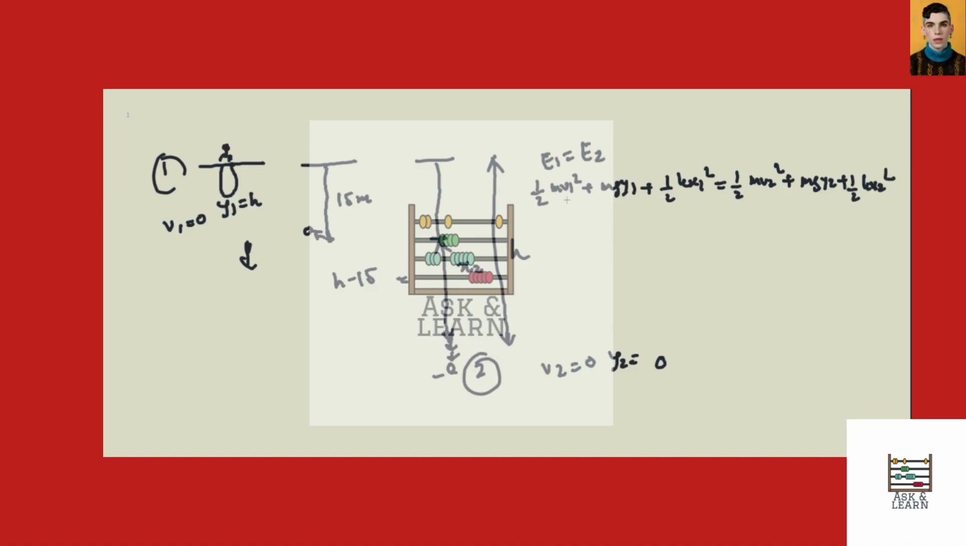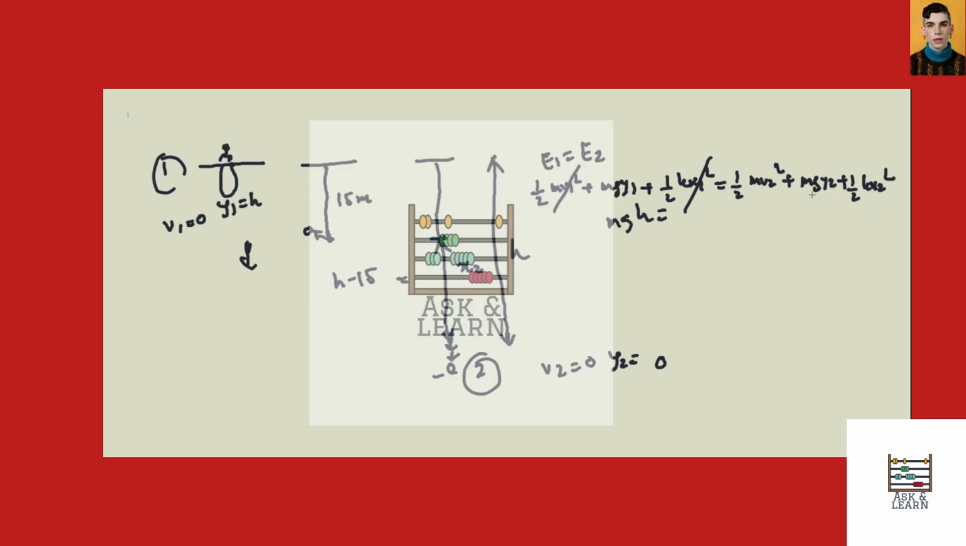Now we know that v1 equals 0. So therefore this term will cancel. Y1 equals 0, this term will cancel. Sorry, this term is not equal to 0 here. So once again, v1 is equal to 0, therefore this term will cancel. There is no stretch in the string at location 1, therefore this term is cancelled. So therefore the total energy on the left hand side is simply mgh.